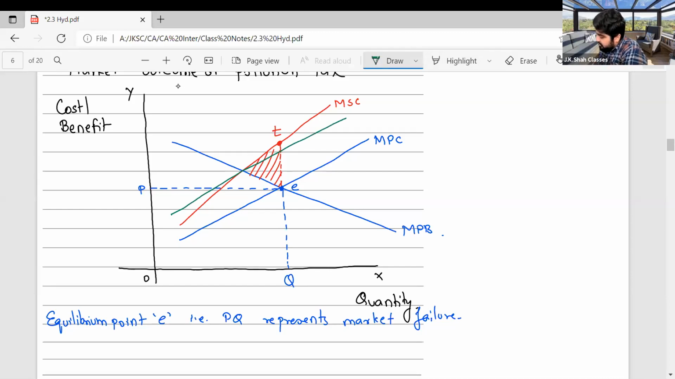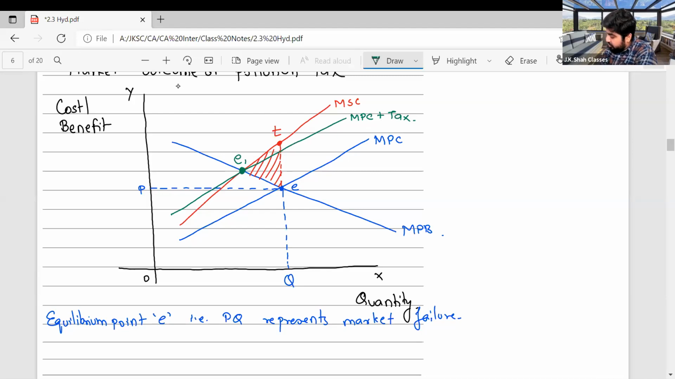So what is this green line, friends? This green line represents MPC plus the tax which is charged. Now, after introduction of MPC plus tax, we get a new equilibrium point, that is equilibrium E1. Do you agree to this? Now look at this E1 very carefully, students. Later on you can copy it. Don't worry about the copying part. Just have your complete attention here.